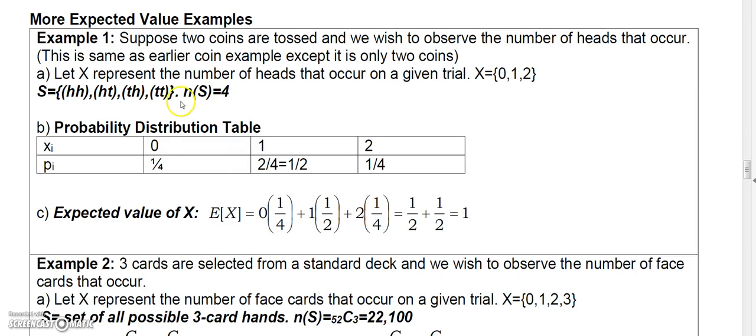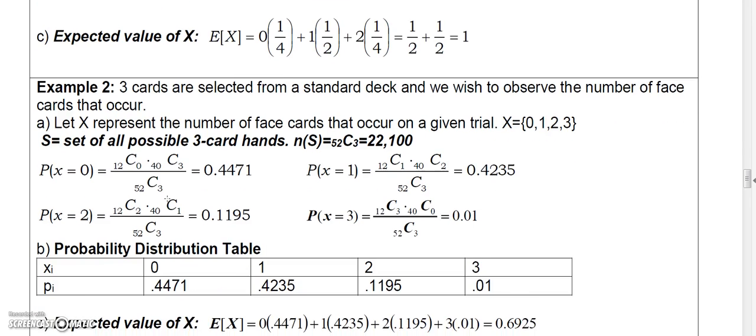I won't spend time on this one because it is really just like the 3-coin example, except it's a 2-coin example, so you can just freeze the video and read this. But the probability of getting no heads is 1/4, probability of getting 1 head is 1/2, probability of getting 2 heads is 1/4, and if you multiply each of these together and add them up, you'll get the expected number of heads to be 1. Let's take a look at this next one.